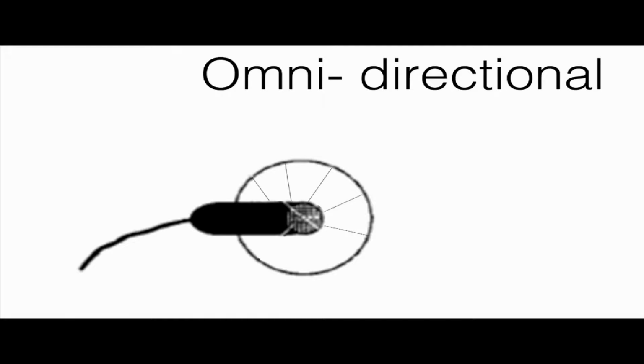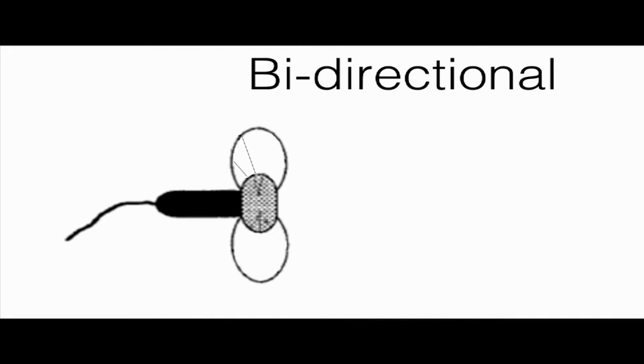Omnidirectional is where the sound is picked up from all around the microphone within a short distance. You would use this in an interview scenario. Bidirectional is where the sound is picked up from both sides of the microphone, but not from in front of the microphone.